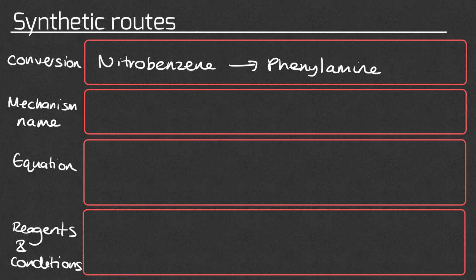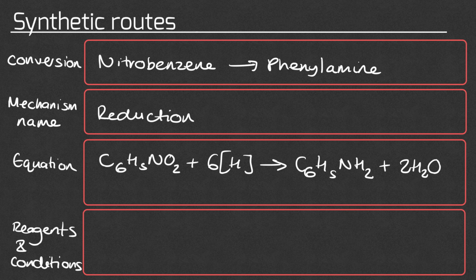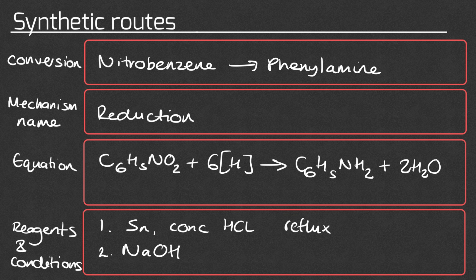For the conversion of nitrobenzene into phenylamine, this will be a reduction mechanism. The equation would show nitrobenzene reacting with 6 equivalents of the reducing agent to produce phenylamine and 2 molecules of water. The reagents and conditions for this reaction would be tin with concentrated hydrochloric acid under reflux in the first step, and in a separate step, sodium hydroxide. There is no mechanism you need to learn for this reaction.